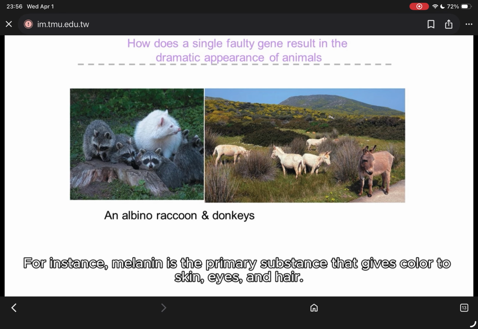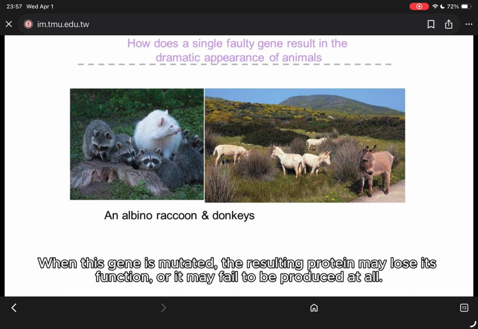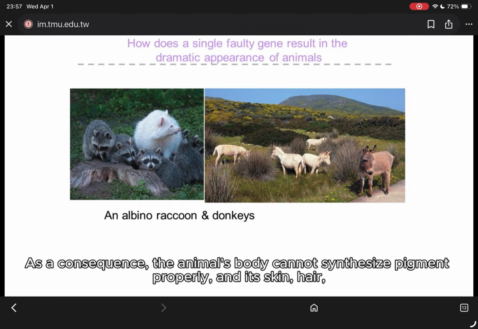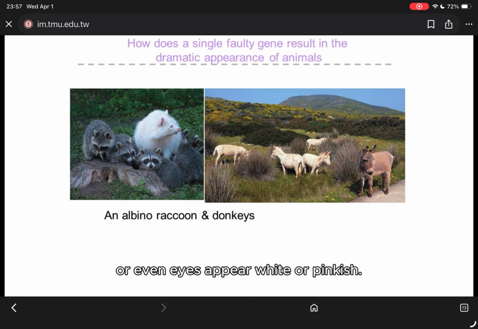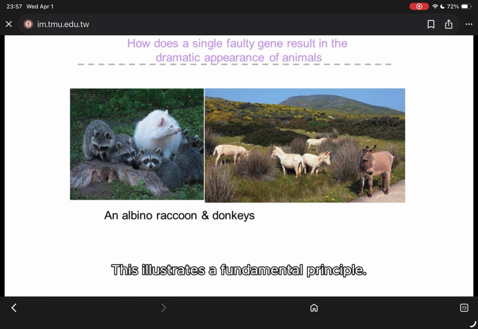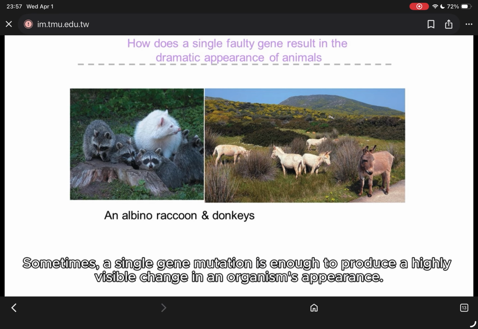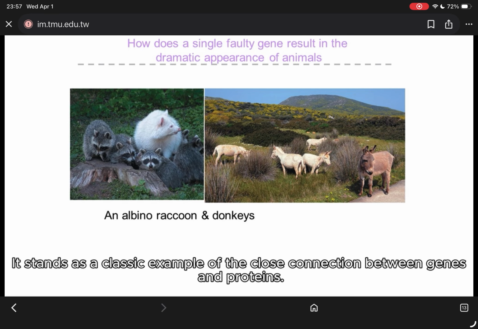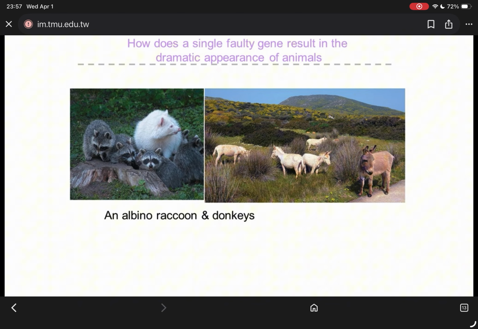For instance, melanin is the primary substance that gives color to skin, eyes, and hair. When this gene is mutated, the resulting protein may lose its function, or it may fail to be produced at all. As a consequence, the animal's body cannot synthesize pigment properly, and its skin, hair, or even eyes appear white or pinkish. The pink color comes from underlying blood vessels showing through. This illustrates a fundamental principle. Sometimes a single gene mutation is enough to produce a highly visible change in an organism's appearance. It stands as a classic example of the close connection between genes and proteins.